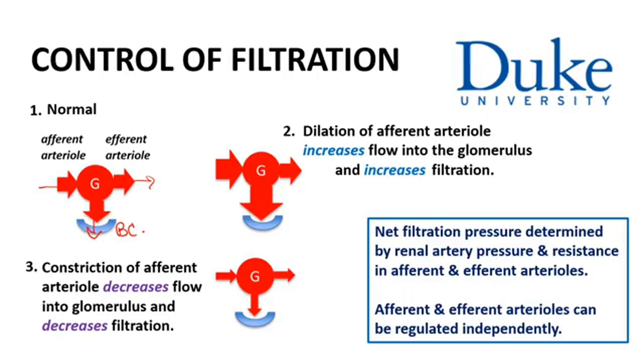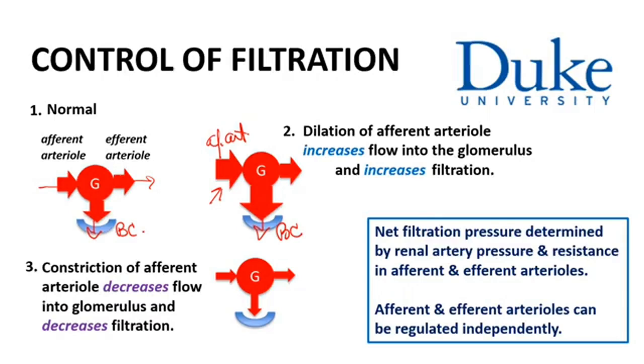Now, if we want to increase the amount of filtration that's going to occur across this glomerulus, we can dilate the afferent arteriole. And by dilating the afferent arteriole, pressure rises within the capillary. And as pressure rises within the capillary, we have an increase in GFR.